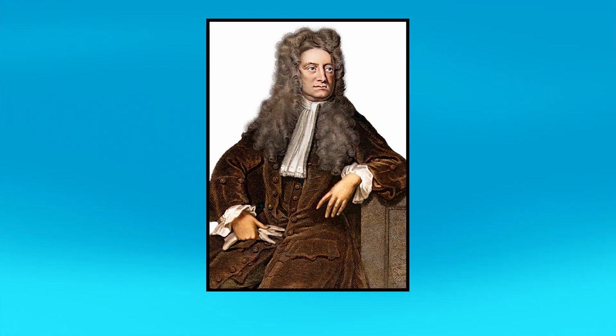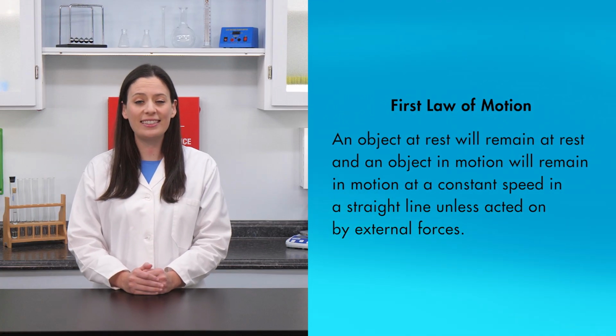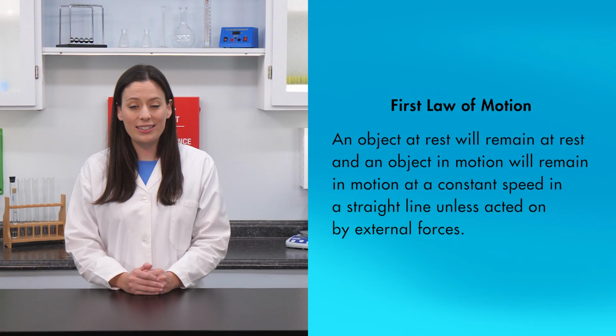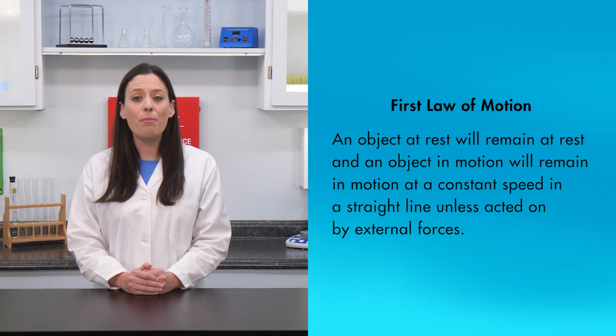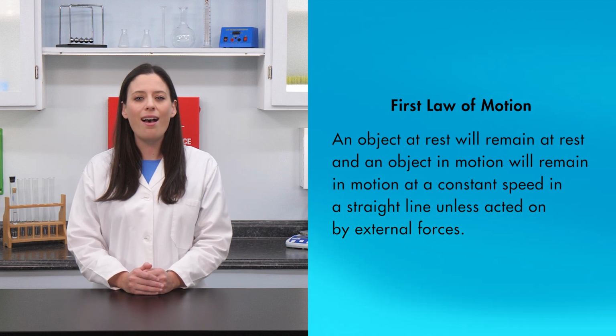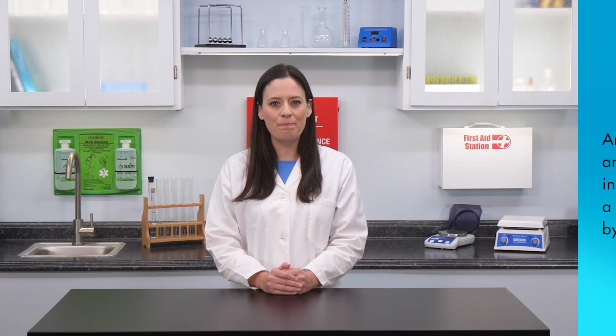Much of what we understand about mechanics was discovered by Sir Isaac Newton, an English physicist from the 17th century. He outlined 3 laws of motion. The first law of motion can be stated as: an object at rest will remain at rest, and an object in motion will remain in motion at a constant speed in a straight line unless acted on by external forces.